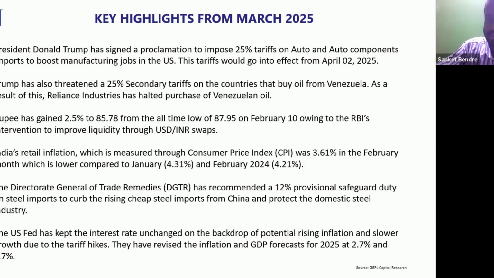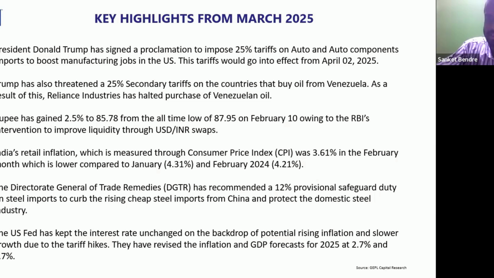As a result of this, the Directorate General of Trade Remedies has recommended that India impose a 12% provisional safeguard duty so that the steel companies in India can benefit from it, rise again, and improve their profitability and top-line growth. So this has been benefiting the metal stocks. We saw that Tata Steel and JSW Steel have been increasing over the last few days.